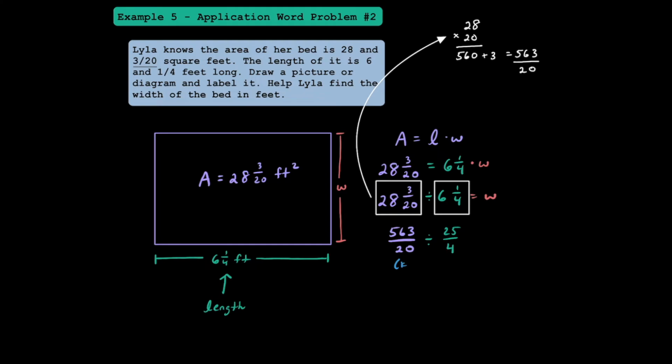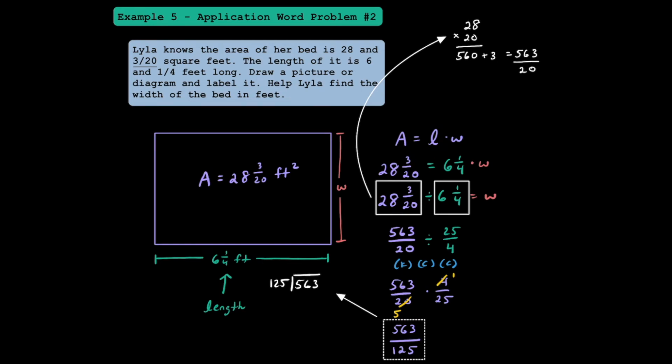Here we're going to do a little bit of keep, change, and we'll get 563 over 20 multiplied by 4 over 25. With some cross-canceling here, we can see that 4 and 20 are both divisible by 4, and we will get 5 and 1. In the numerator, 563 times 1 is still 563, and in the denominator, 5 times 25 is going to be 125. Since this is a word problem, let's convert this into a mixed number. We have 563 divided by 125.